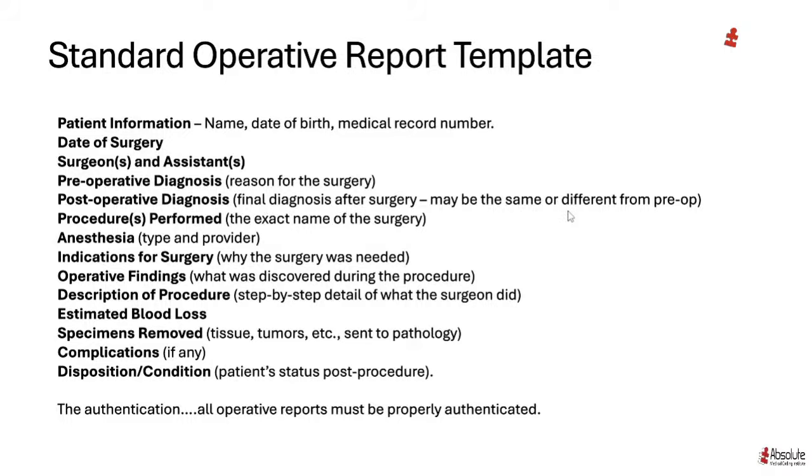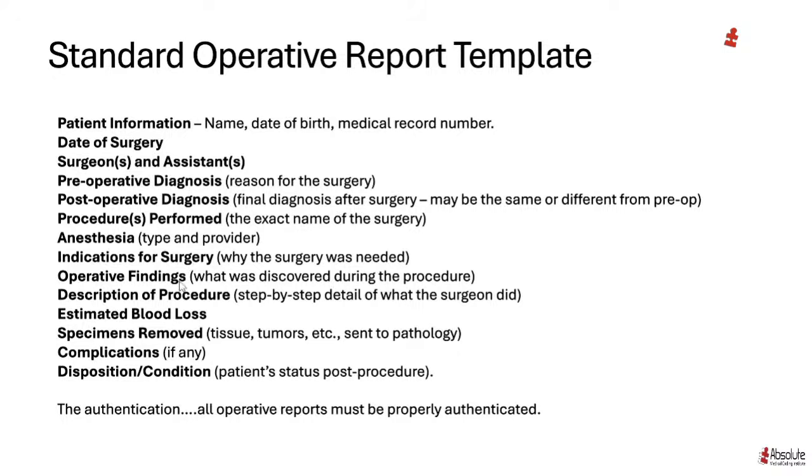Now, this is an up close and personal look at a standard operative report template. As you can see, the patient information goes here, the date of surgery, the surgeons and the assistants, the preoperative and postoperative diagnoses, the procedures performed, if anesthesia was rendered, the type and the provider. Also, the indications for surgery.